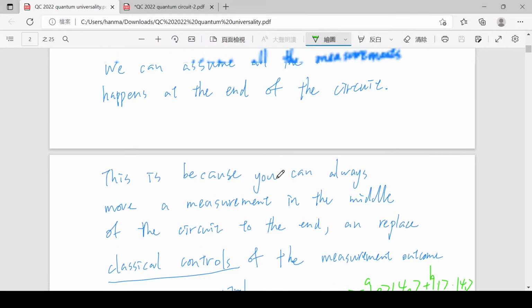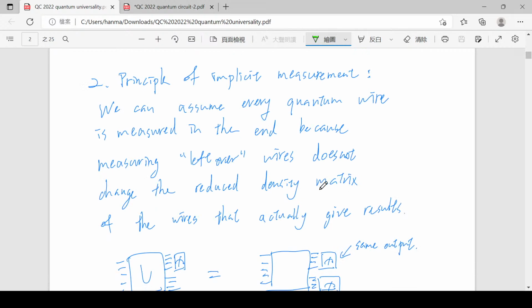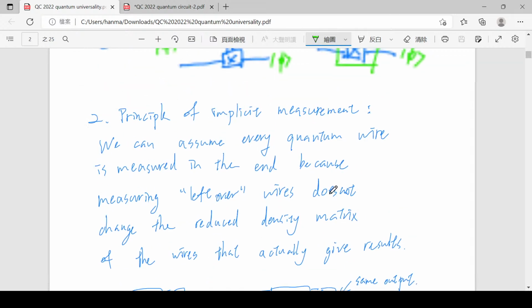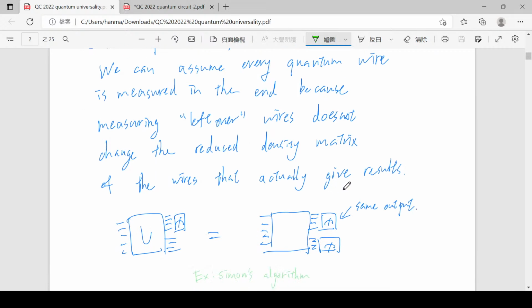But anyway, that's the first principle, and the second principle is the principle of implicit measurement. And we already saw this in Simon's algorithm.